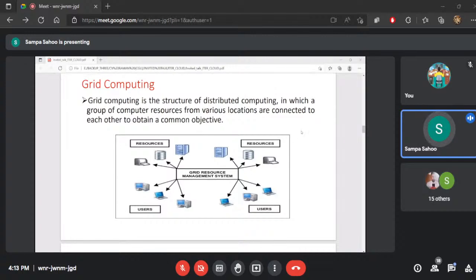That is possible due to service-oriented architecture. Another technology that is being used is grid computing. Grid computing is a type of distributed computing where a group of computer resources from various locations are connected to each other to obtain a common objective. Similarly, in cloud, a lot of resources will be there, and those resources will be used by various applications or companies that can have a common objective.